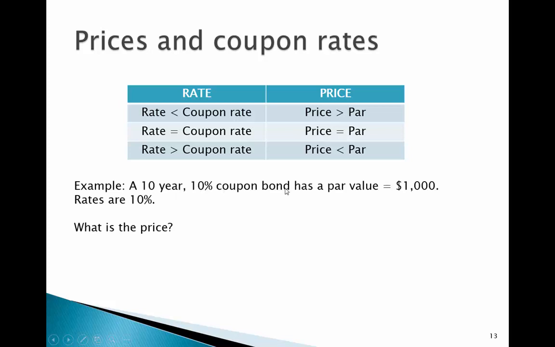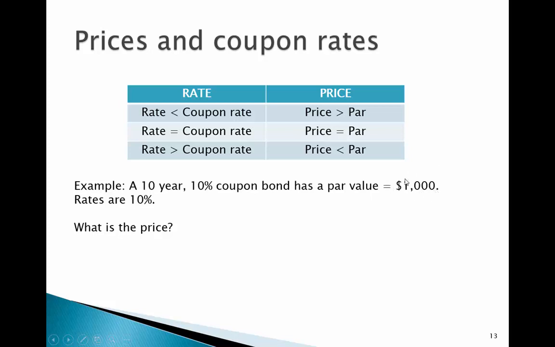So yes, a 10-year 10% coupon bond has a par value of 1,000 and rates are 10%. What is the price? Well, the answer is 1,000. So if the coupon rate and the interest rate, the official finance term here would be the discount rate, the rate we're going to put in as I in the calculator, are the same, then the bond sells for par.